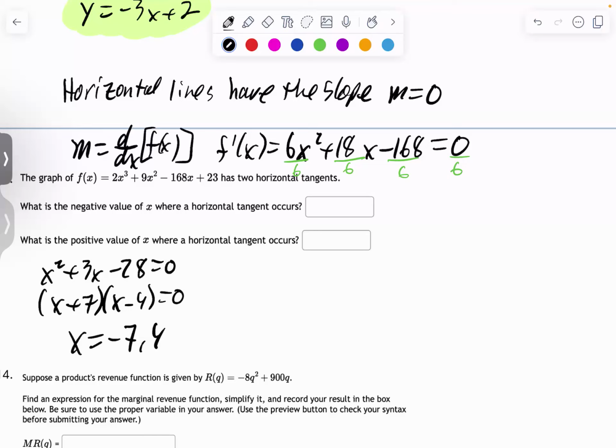So I'm getting these two values for when the horizontal slope is 0. So I find the slope function, take the derivative, set it equal to 0. We're going to do that quite a bit, actually, during the course of the semester. What is the negative value of x where the horizontal tangent, oh, the negative, I see. So it's -7 and a +4. So there are our two answers.